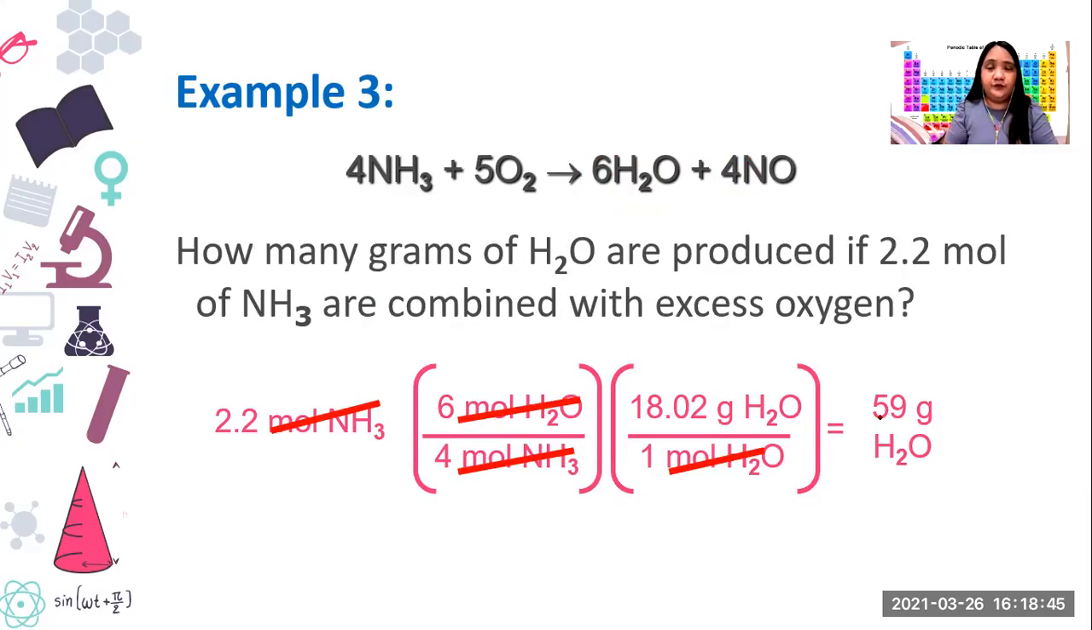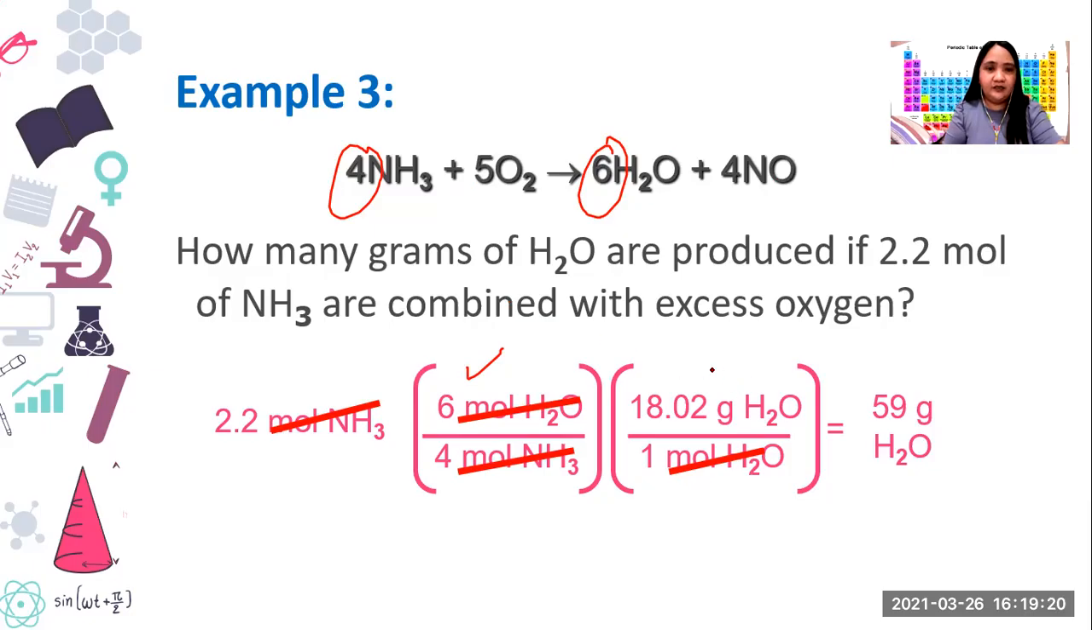What about this one? How many grams of water are produced if 2.2 moles of NH3 are combined with excess oxygen? So what is given? You're looking for water. So water is 6 and then NH3 is 4. So I have to see that fraction or that ratio somewhere in this formula. There you go, 6 and 4. So what is given? 2.2 moles is given. So cancel that. So that's 4 moles of NH3 has 6 moles of water.